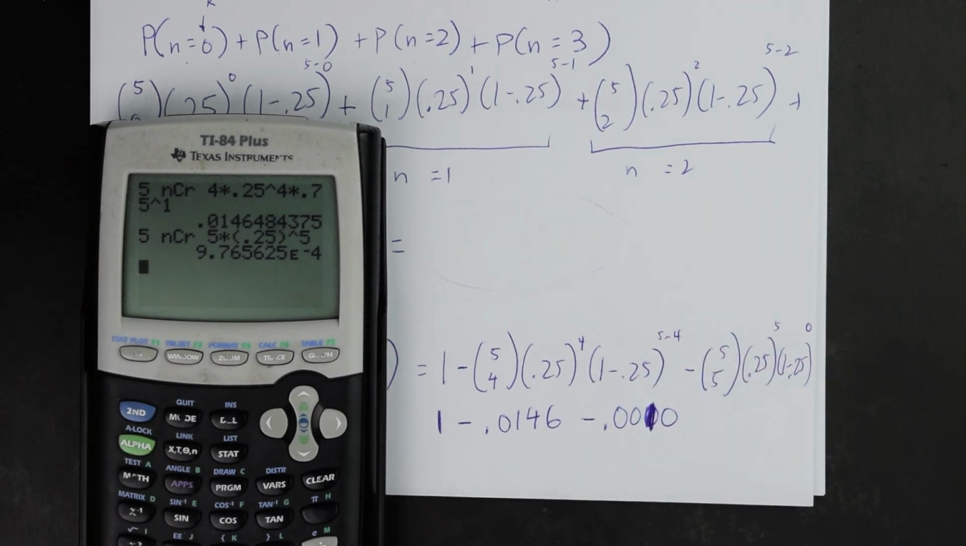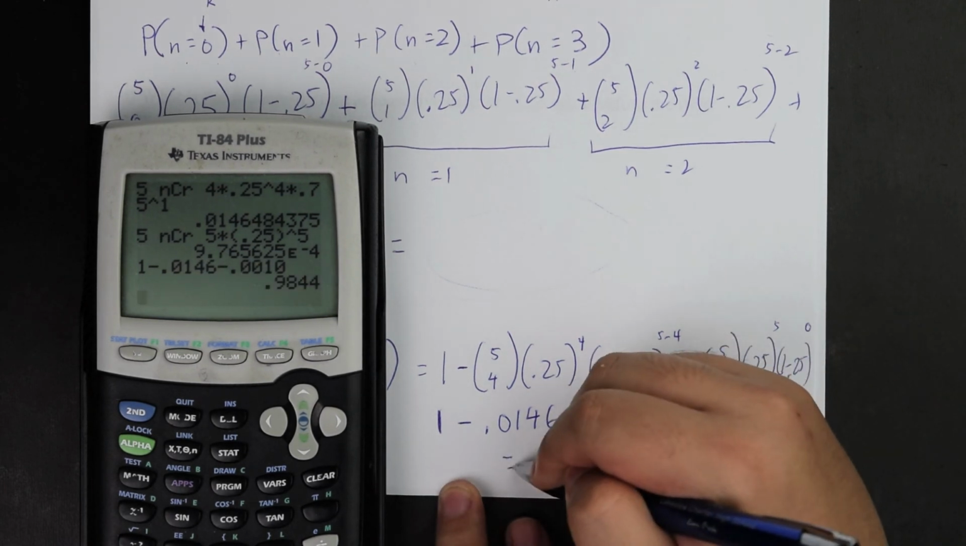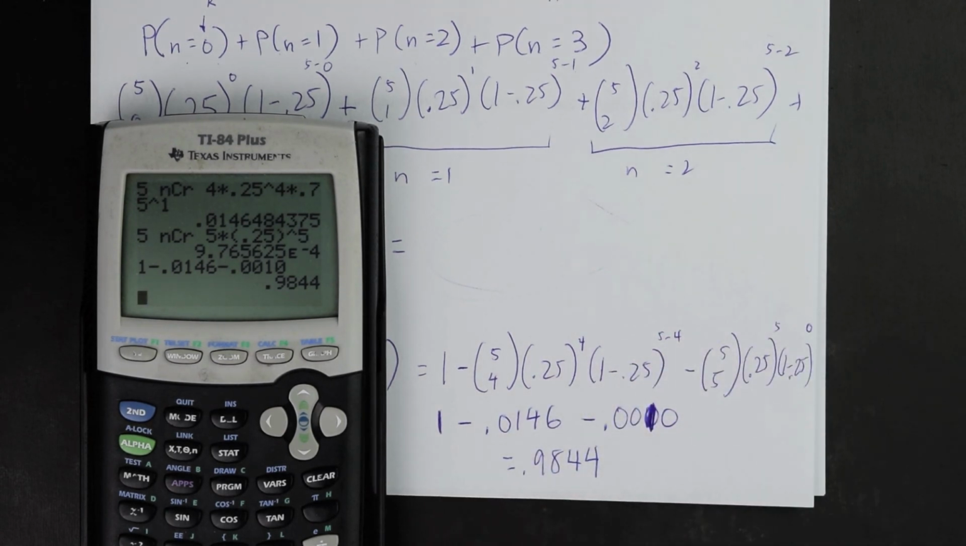And then now I could solve it out. 1 minus 0.0146 minus 0.0010, and it's going to be equal to 0.9844. Be aware that there might be some round-off error that could occur along the way, but this should generally be the solution for this question.